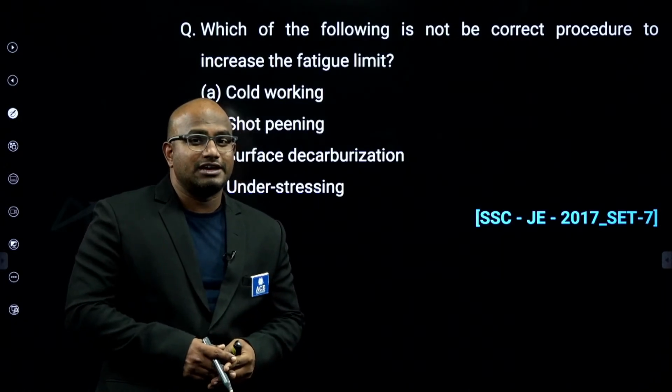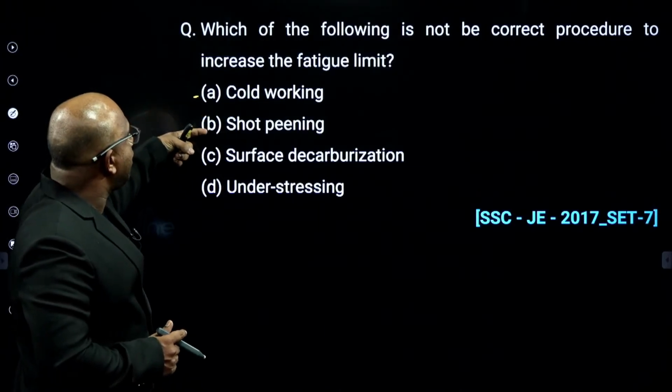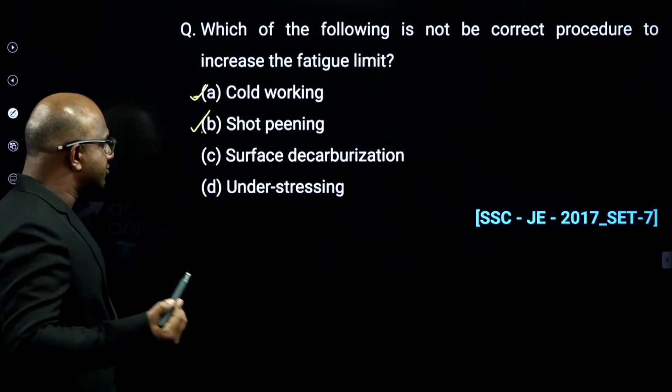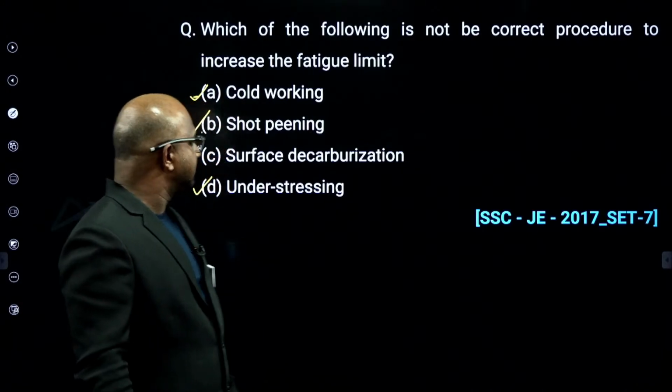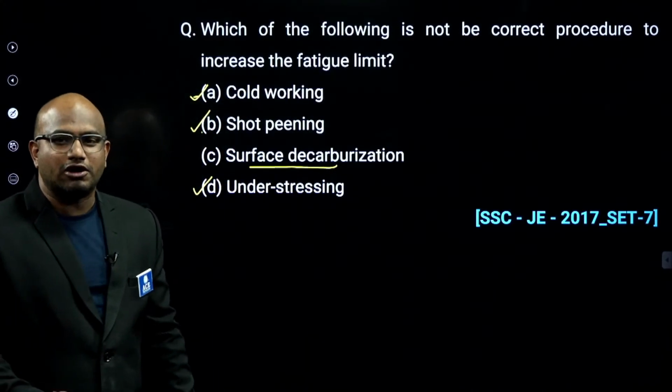Which one is not the correct procedure? First, cold working and shot peening. These are the basic procedures to increase the fatigue strength. Understressing is also a good procedure to increase the fatigue strength, guys. But surface decarburization is not the correct method.